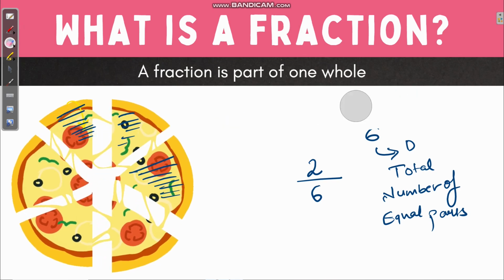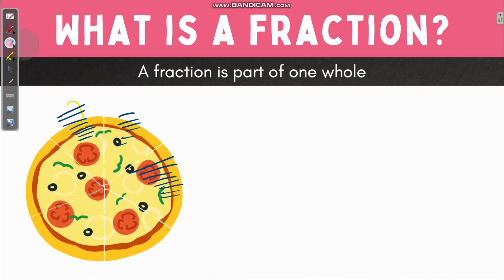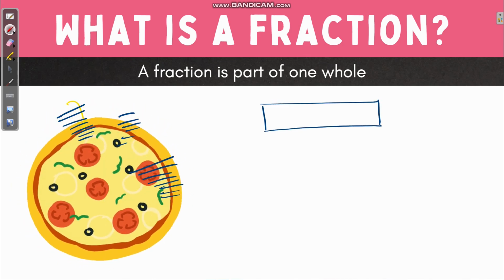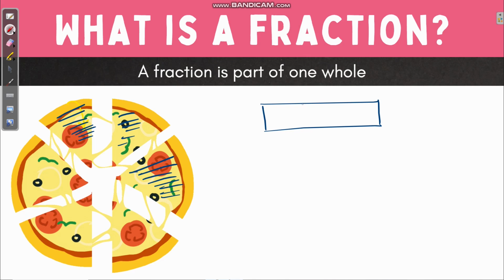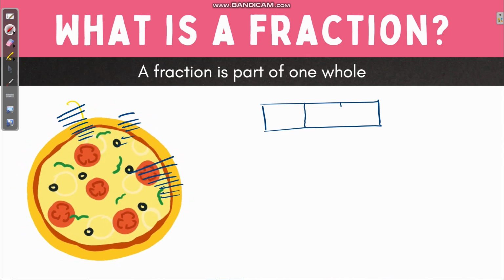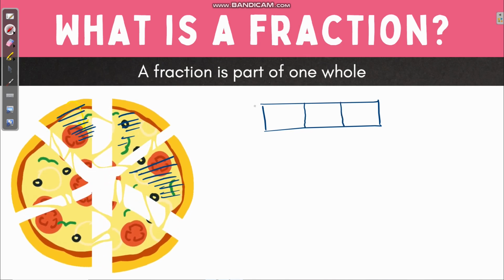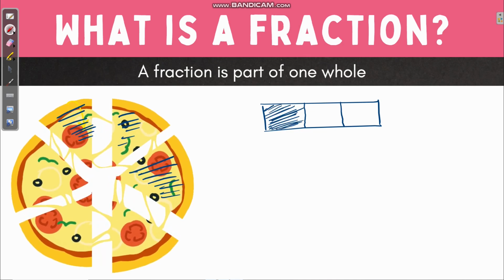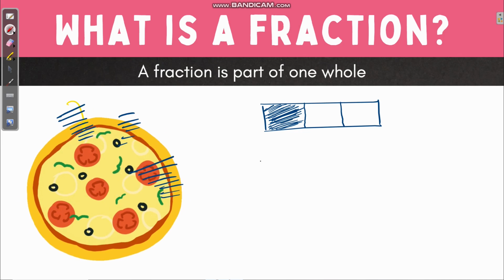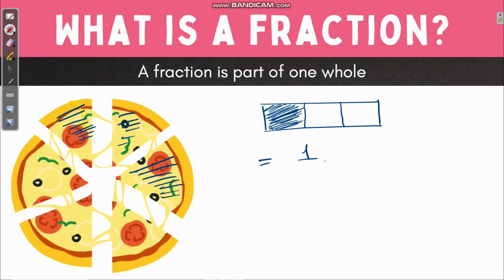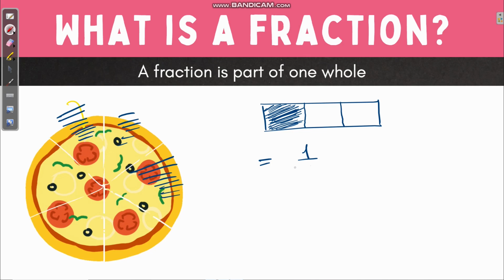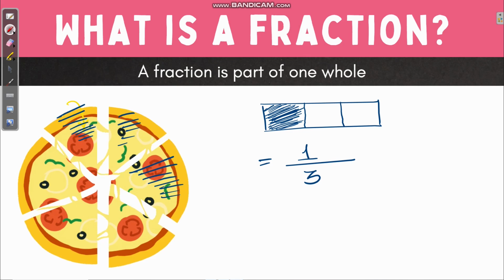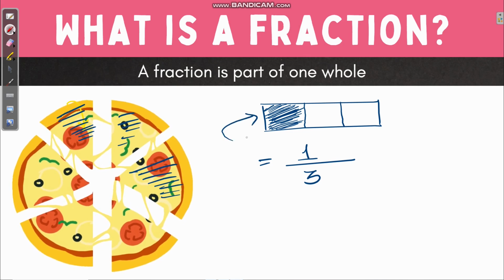Let me give you an example. It's a rectangle and I have divided it into 3 equal parts, okay? If I select one part out of this, I am shading this one part, so the fraction will be 1, what I have selected or shaded, out of the total, that is 3 parts. This is the fraction for this figure.